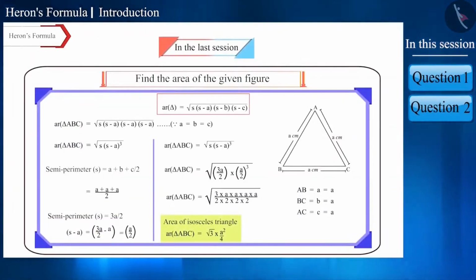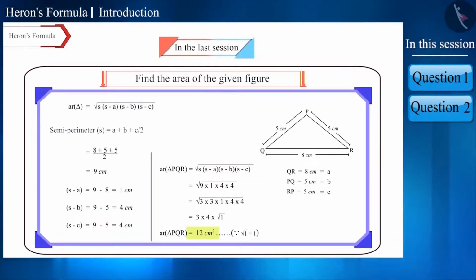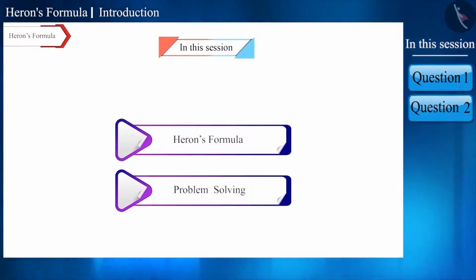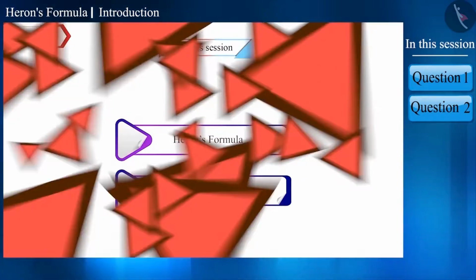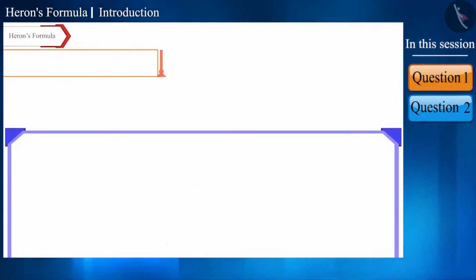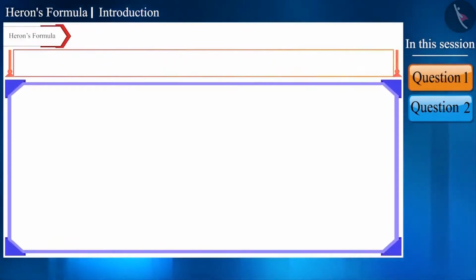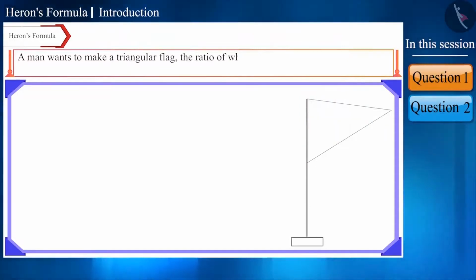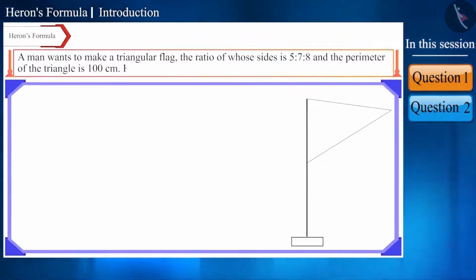In the previous video, we solved some questions based on Heron's formula. In this session, we will solve some more questions based on it. So let's start with this question. A man wants to make a triangular flag, the ratio of whose sides is 5:7:8, and the perimeter of the triangle is 100 centimeters. How much cloth will go into making of such a flag?